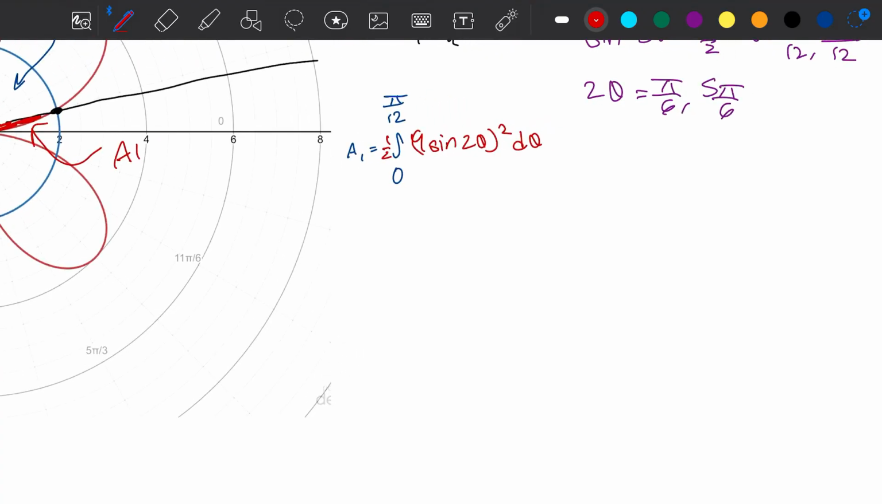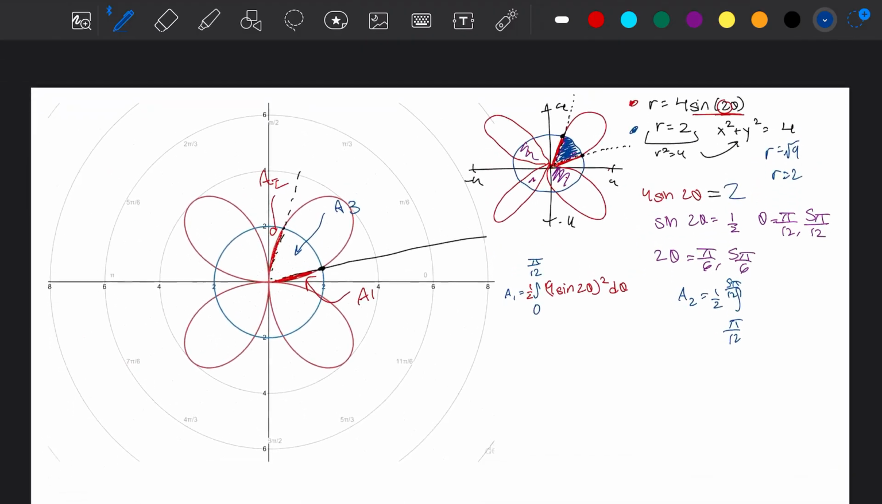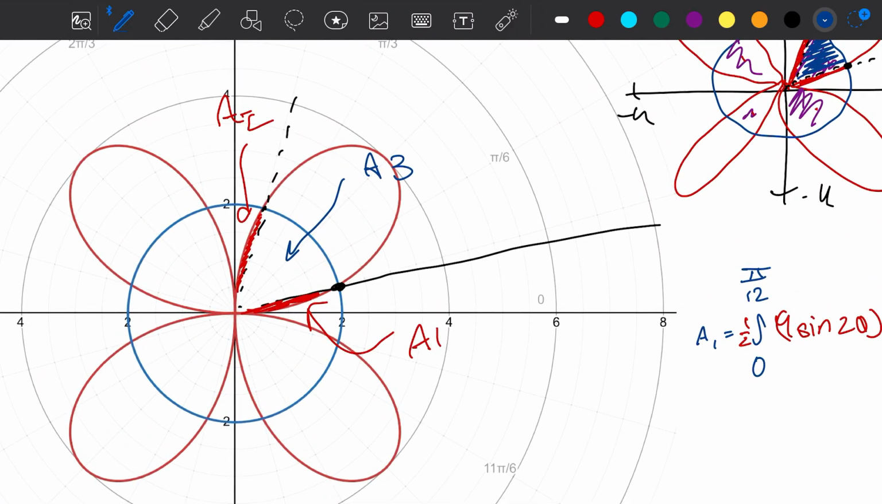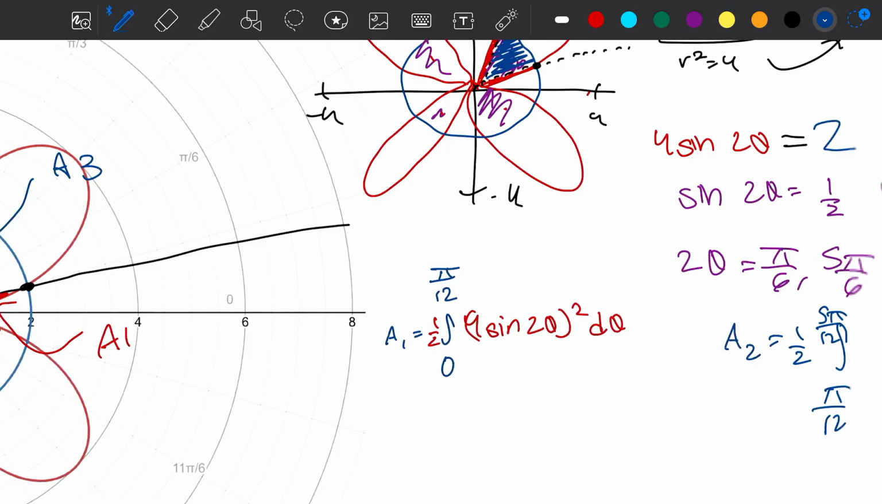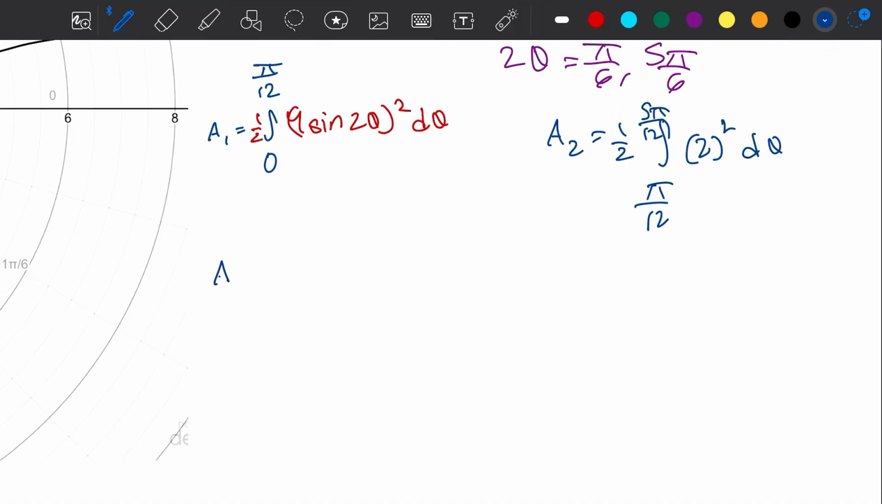And then A sub 2 is going to be 1/2 from pi over 12 to 5 pi over 12. Because if you take pi over 12 to 5 pi over 12 of this big curve, you're also going to get all of that, and we don't want that. We want this circle. That's just 2 squared d theta.